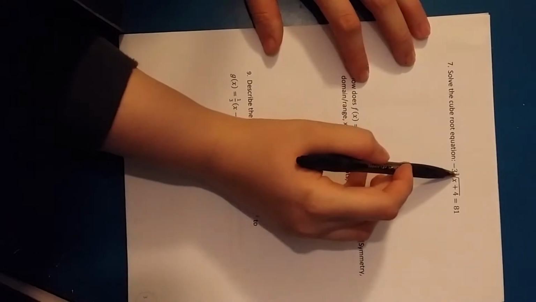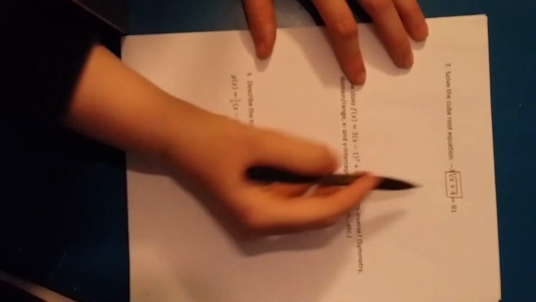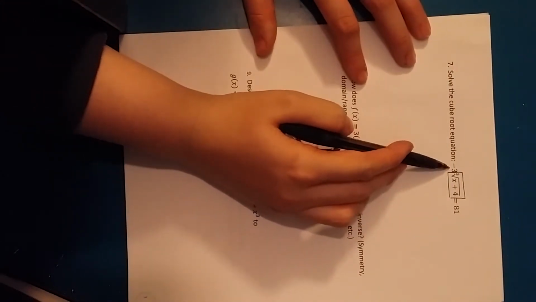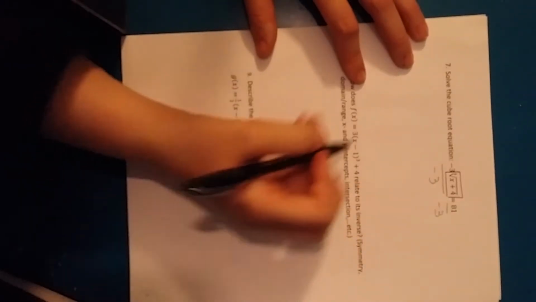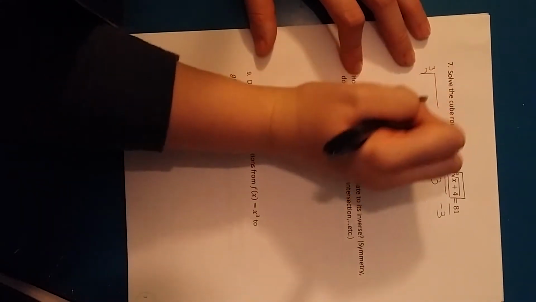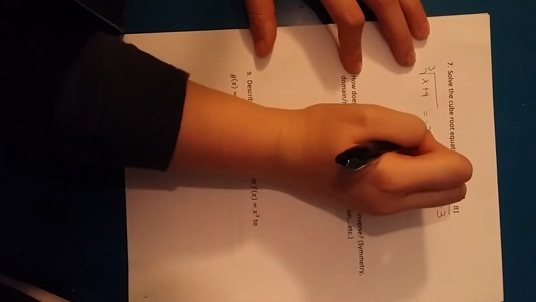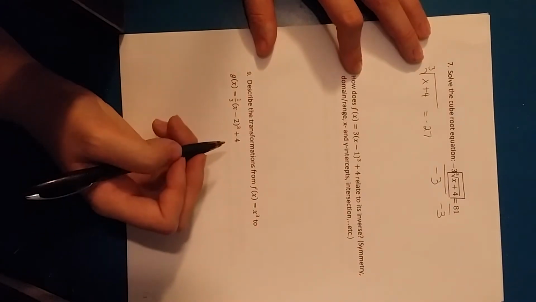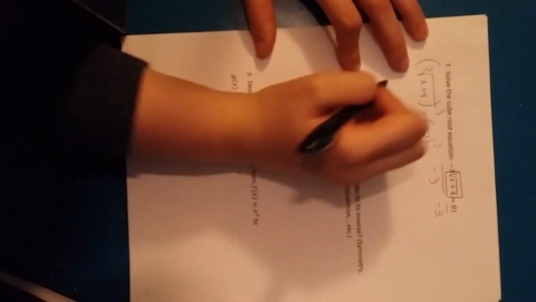Number 7 is asking for me to solve. So I need to first isolate that radical. I'm multiplying by -3, so I need to undo that. So I'm going to divide both sides by -3. That's going to isolate my radical and leave me with -27 on the right side. So now I need to cube both sides.